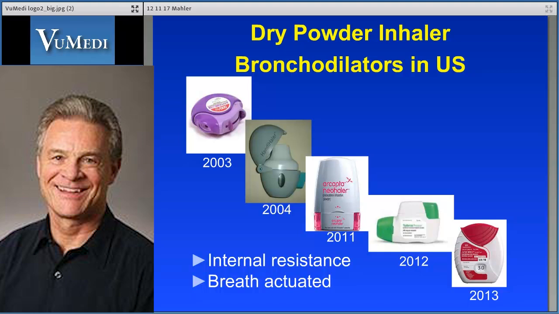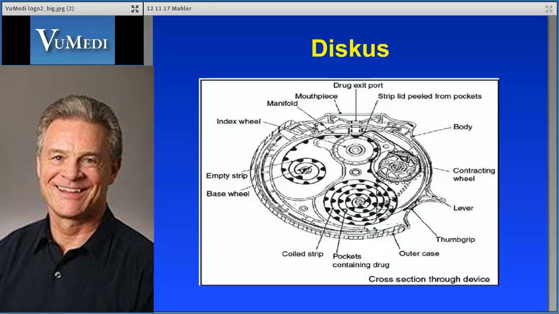This slide shows the internal components of the Discus device, a widely used dry powder inhaler. Note at the bottom is this coiled strip, and the black gumdrop-shaped objects are pockets containing the medication. When the lever is pushed, the coil rotates and deposits the powder in the manifold. Above the manifold is an exit port which provides resistance to inhalation, and the mouthpiece is noted above.